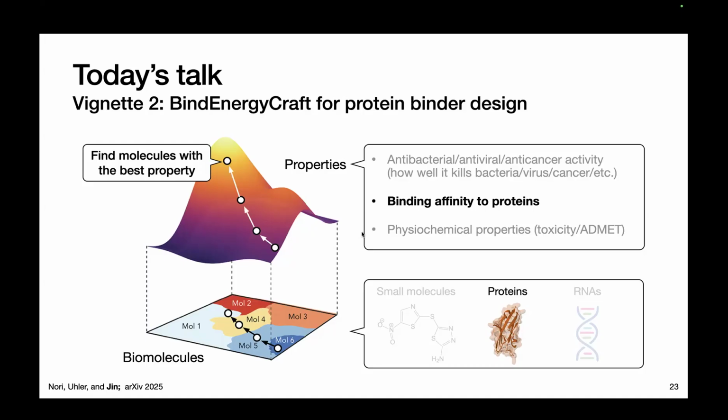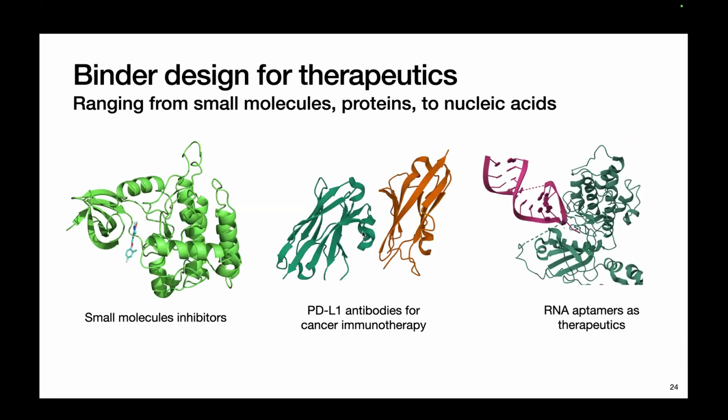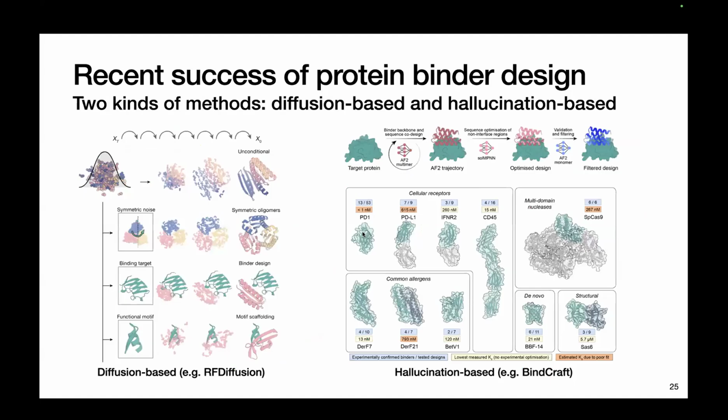Of course, there has been recent success in protein binder design, right? There are mainly two types of methods, and I'm not saying everything falls into these categories, of course there are protein language models as well. But if we look at the most well-known types of models these days, one is diffusion based, like RFdiffusion, that can generate protein binders.